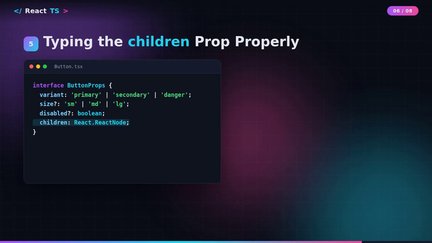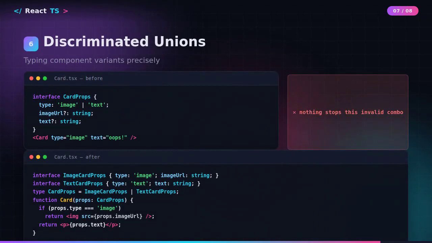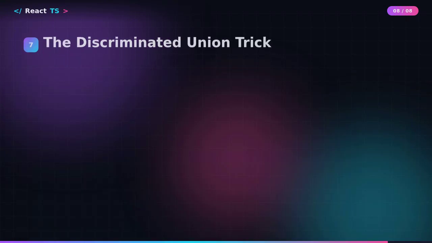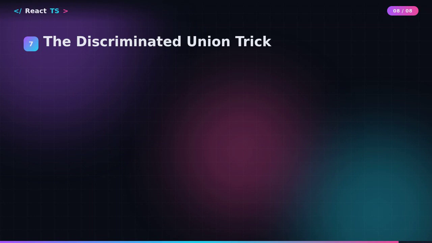The discriminated union trick. Here's a trick that instantly levels up your component props. If two variants of a component need different required fields, don't make everything optional. Split them into separate interfaces joined with a shared type field. Then union them together. TypeScript will automatically figure out which fields exist based on that type field. It's called a discriminated union, and once you use it, you'll see the need for it everywhere.